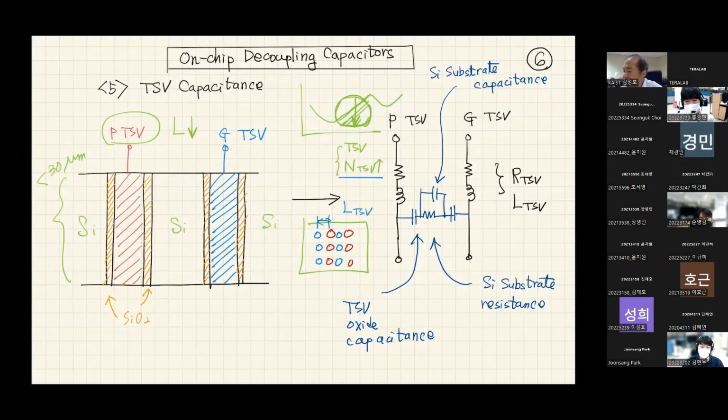By increasing the number of TSVs, we can also reduce the inductance of TSV. Another contribution of TSV is that we're going to generate capacitance between power TSV and ground TSV. Even though this is not a big number, I still believe that TSV will be one of the contributors for on-chip decoupling capacitor design.